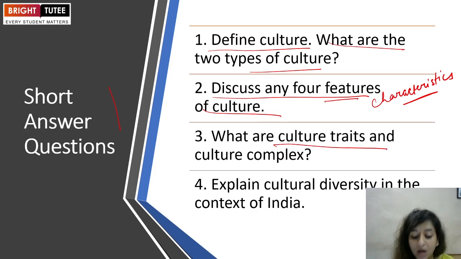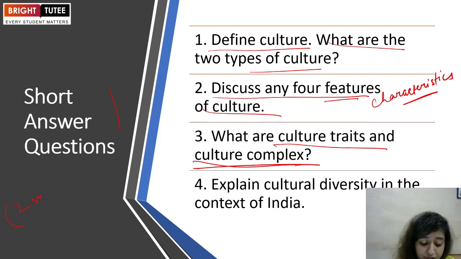And what is the culture complex? We have discussed before what the culture complex is. Culture complex is a combination of all the cultural traits and functions as one unit in the society. That is what is known as the culture complex. All of these questions will generally be 2 markers or at max 3 markers. So you can answer accordingly.